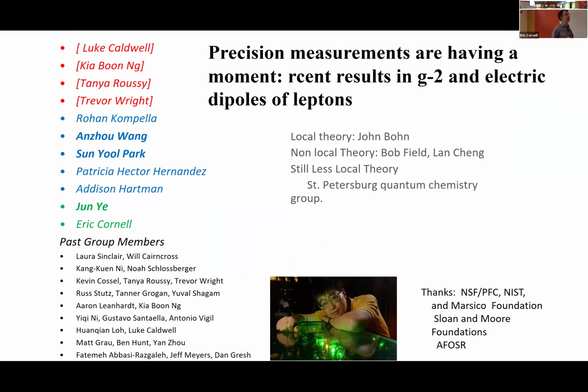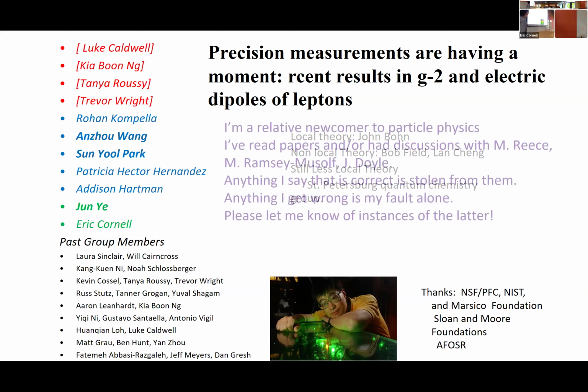I'm here today to talk about precision measurements of lepton moments, both g-2, by which I mean magnetic dipole moments, and electric dipole moments. These are experiments I've been doing for many years, always jointly with Jun Ye, my dear colleague from JILA, and we've been working on this project together for 15 years or more. So we've been doing this for years and years.